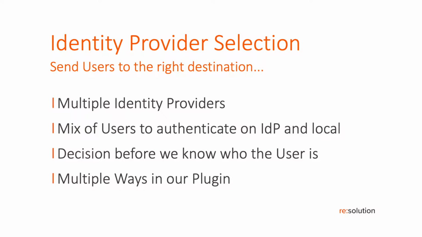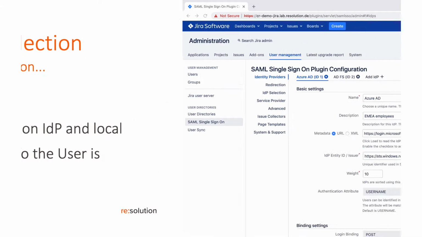If you remember from my general SAML tutorial, our plugin needs to make the decision to which identity provider to send you, or to show you the local login screen, without knowing who that user is. So we can't make that decision based on any user attributes like username, group membership, or anything. So we need to make that in a different way. And this is really what this tutorial is about. What are the ways that we support?